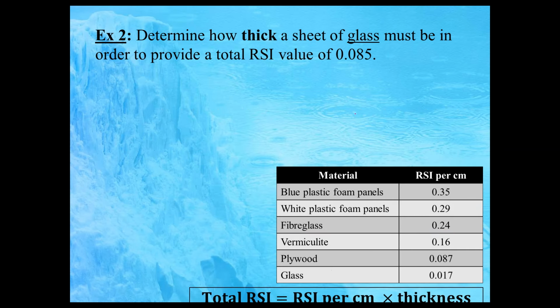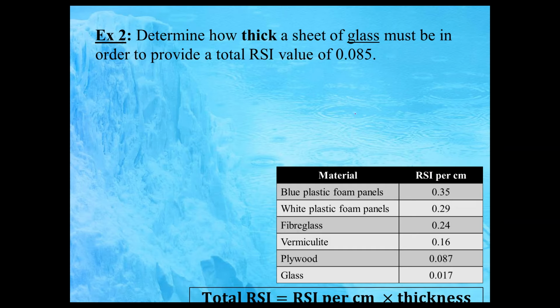Well, let's look at some other variations. So example 2 says, determine how thick a sheet of glass must be in order to provide an RSI value of 0.085. We need to actually manipulate the equation to get it into a format that we can use. However, because we haven't talked about algebraic manipulations in grade 7 so far, I'm simply going to show you what the variation of the formula looks like.